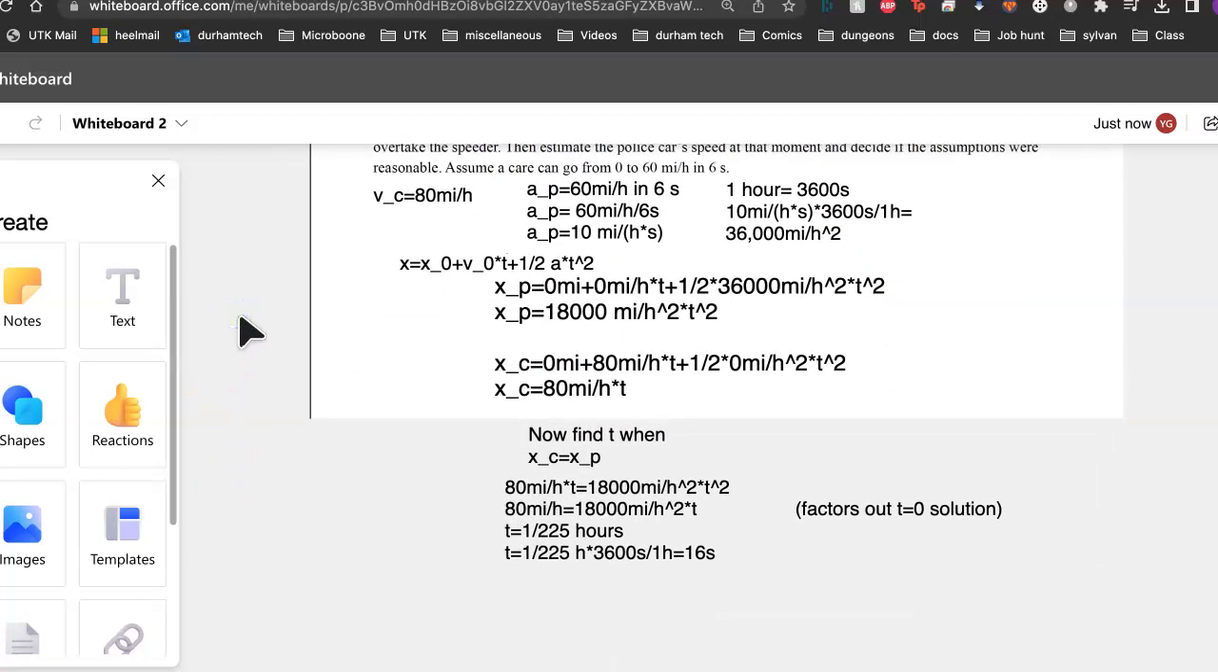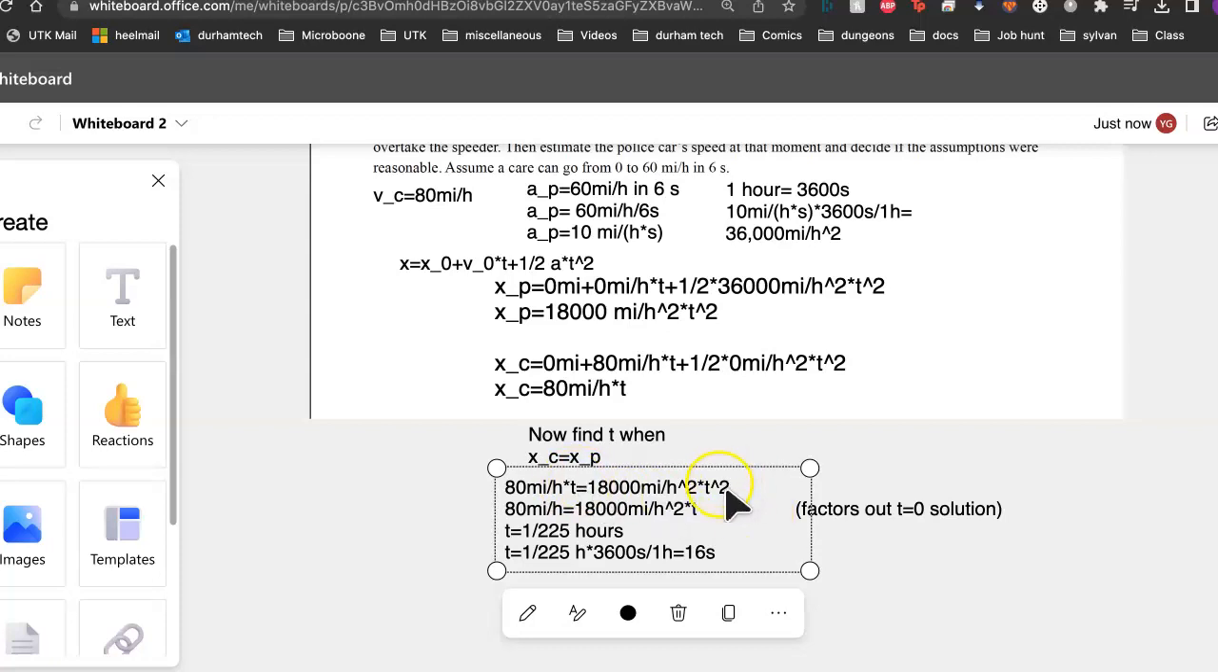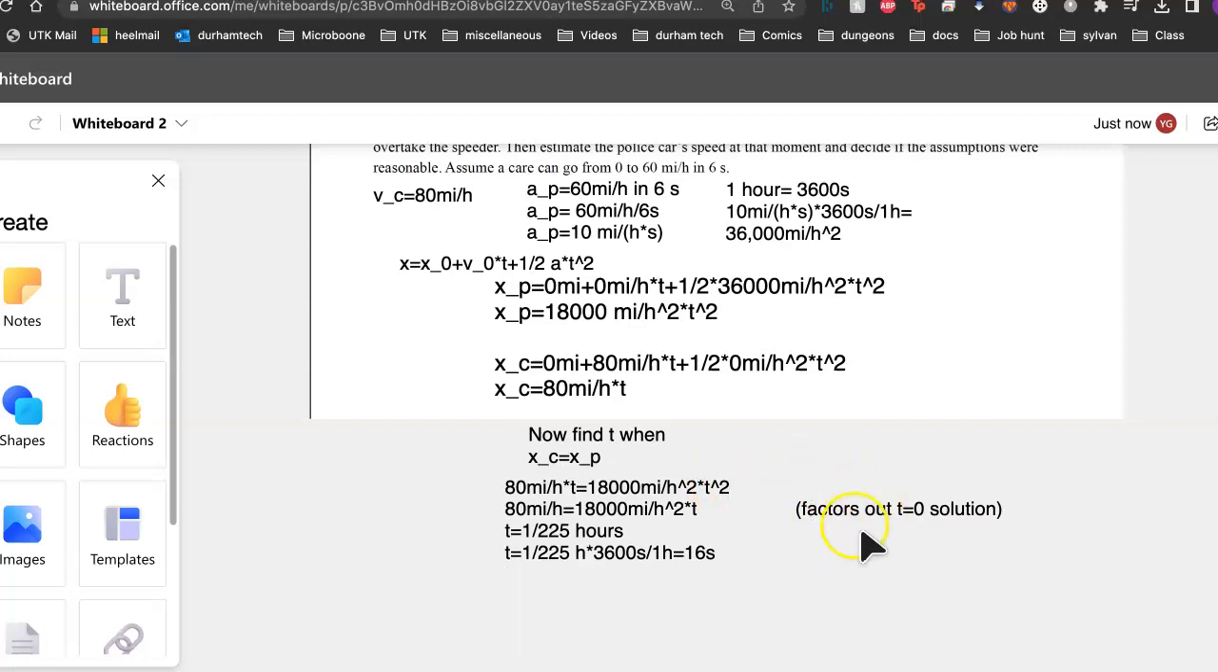Alright, so now we can find the time when their two positions are the same. So we put the car position, 80 miles per hour times time, on one side, and the police car position, 18,000 miles per hour squared times time squared, on the other side. Because we have time and time squared on both sides, we can divide out time. Note, when we do that, we can get into kind of quadratic equations. We've effectively factored out the t equals 0 solution.